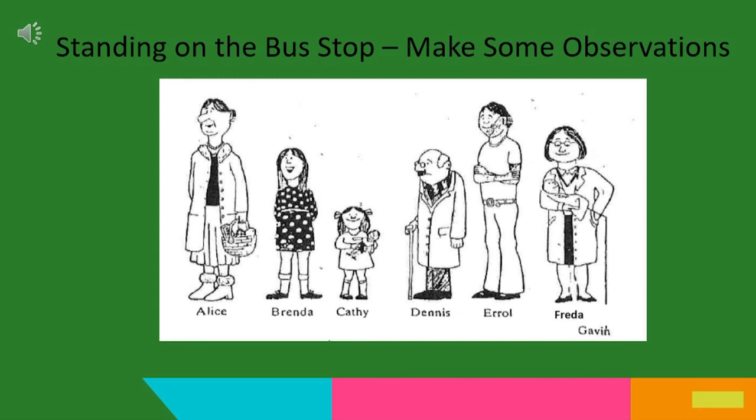Perfect. You should have noted that Alice and Errol are the exact same height. But something that's different about them is that you can definitely see that Alice might be a little bit older than Errol. You got it. What did you notice about Brenda and Dennis? They're also the exact same height. But if I look at Dennis, I can tell that he's a little bit older than Brenda.